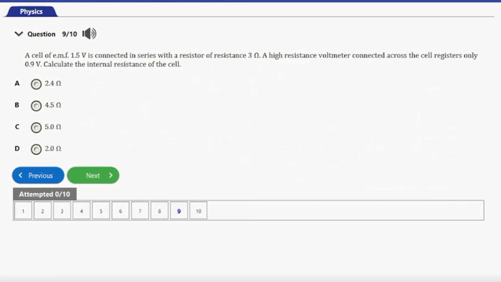Let's go ahead and wipe this off, and let's consider the next question, guys. So that's the last question for this video. So that's question number 10 here. It says a cell of EMF 1.5 volts is connected in series with a resistor of resistance 3 ohms. A high resistance voltmeter connected across the cell registers only 0.9. Calculate the... Okay, guys, this is just the same question we just answered previously. That's 2.0 ohms, and that's the answer to this question.